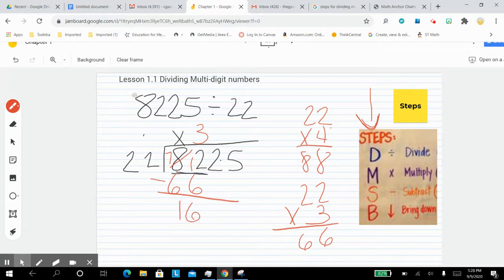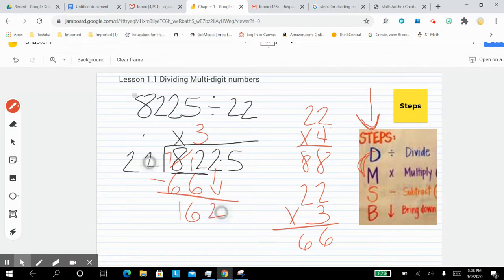Okay, now I have divided. I have multiplied 22 and 3. Those steps kind of happen together. Now I've subtracted the 66, which gives me 16. I have to do the last step here, which is to bring down. So I'm going to bring down the 2. I have 162. I'm going to do that same thing I did before.